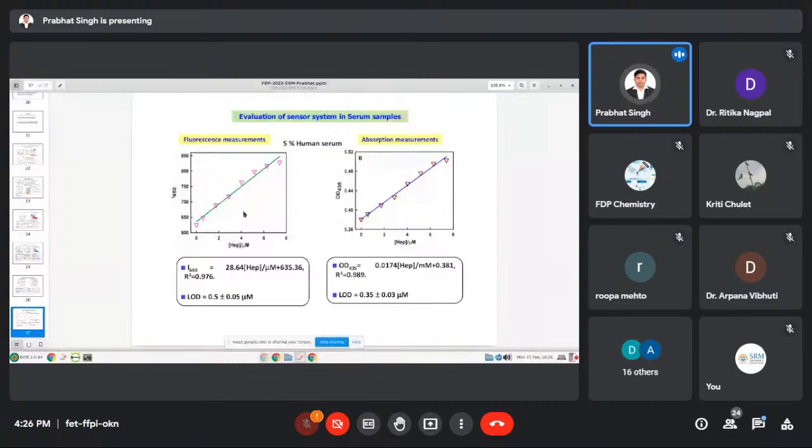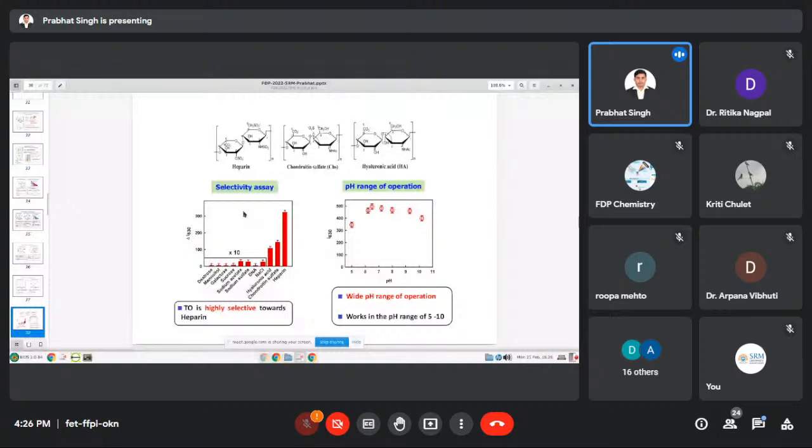Then we did a selectivity assay, and in selectivity we could see maximum response for heparin. Of course, others also responded, and that is where, as I said, when you bring a molecule for sensing a particular analyte, you will have to look into many perspectives. It worked in serum, but it had somewhat compromised selectivity, I would say. Then another is the pH range of operation. The probe that you are using should be able to operate in a broad pH range.